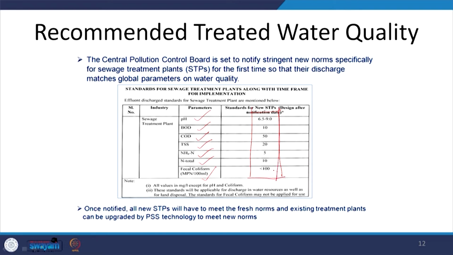Now, after the treatment of wastewater through the STP, these are the values which have to be maintained, which have to be achieved. Once these values are achieved, it implies that water is treated to a tertiary level. So, these are the tertiary level standards which have to be maintained while treating the water from the STP. Once these values are met, the water is fit to be used back into the system.